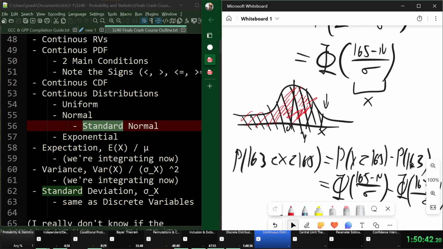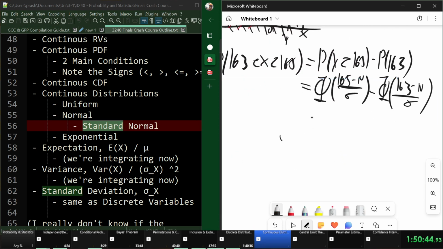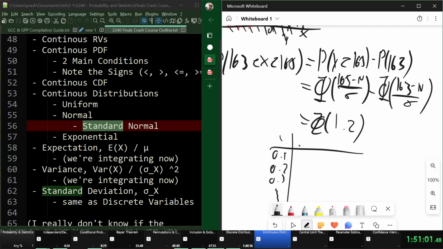To use the Z table, you just check the decimal places. So let's say if this was phi of 2.2, maybe 1.2, the table will be something like this. You would have 0.1, 0.2, 0.3, so on and so on. You would have 0.01, 0.02, 0.03, so on and so on. You need to check for your first decimal place here and your second decimal place here, and where the rows and the columns meet is the z value you're looking for. That is how to read off from the z table.